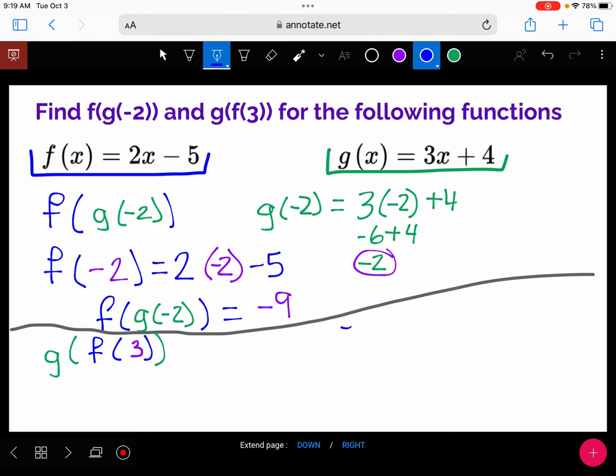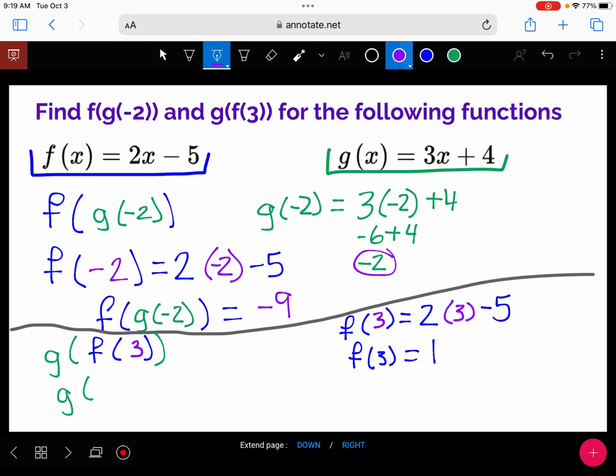So I'm going to start with finding f of 3. We find f of 3 by taking our f and substituting in that 3 in place of the x. What is f of 3? 2 times 3 gives us 6, minus 5 gives us 1. So when we say g of f of 3, what we're really saying is g of 1, because f of 3 equals 1.